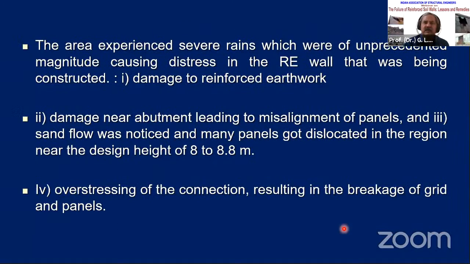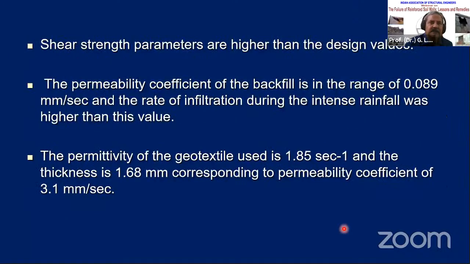In this small example, what I just want to show is that there were 4 days of continuous rainfall, which led to damage in the reinforcement, damage near the abutment, misalignment of panels, and sand flow was noticed. Then overstressing of the connection, and a break could happen. When you look at the strength parameters, they're excellent. The permeability was also very good, and the permeability of the geotextile material was also fine.